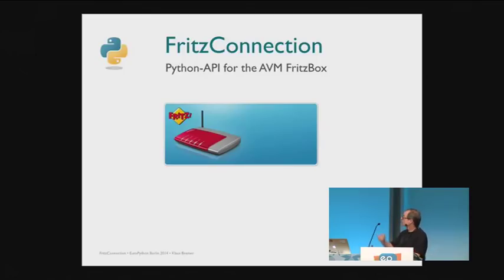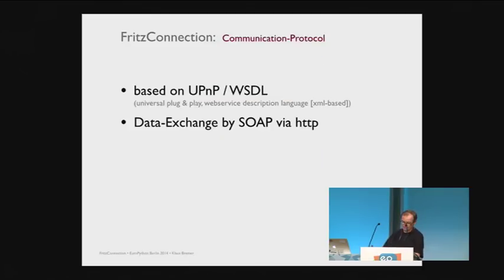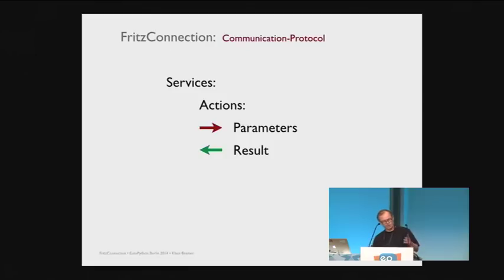And before you can talk to this box, you first have to know how this box talks to you. And this is based on UPnP and TR-064. By the latter one, which is an XML-based dialect, the box tells you about its own API. And once you know this, you can start to exchange data by means of SOAP via HTTP. And the API itself is organized in services. Every service has a lot of actions. And any action may get some parameters and may return a result. That depends on the action.